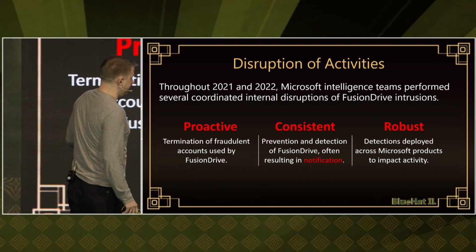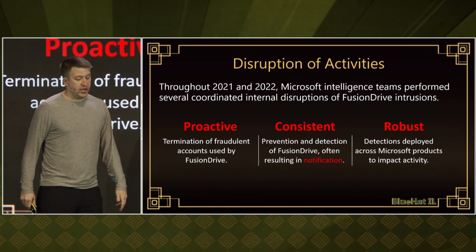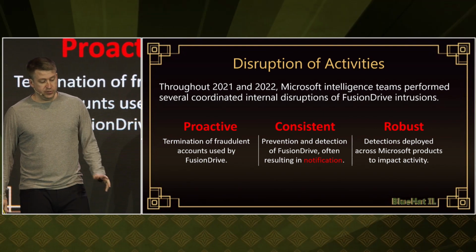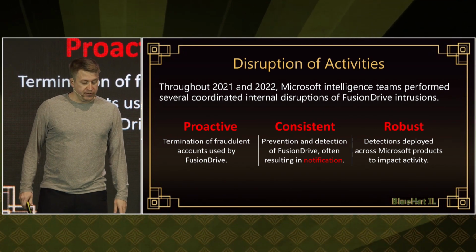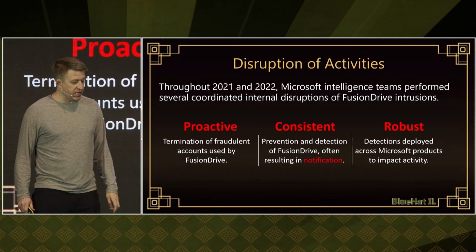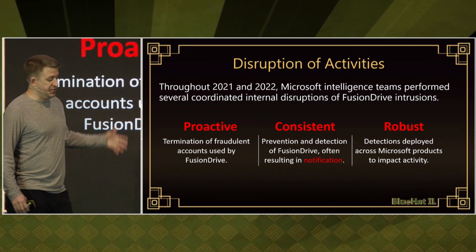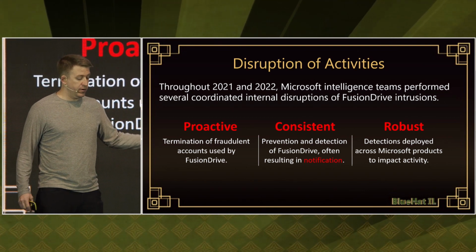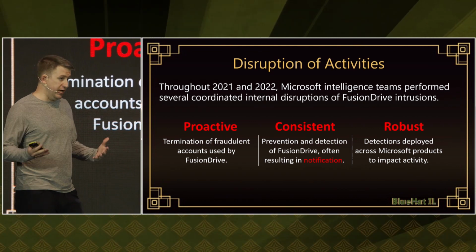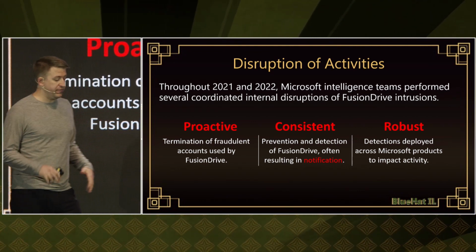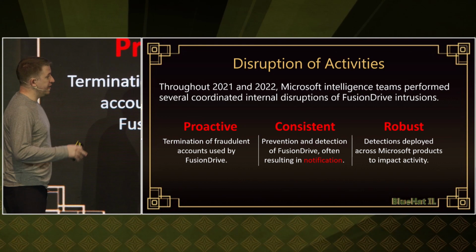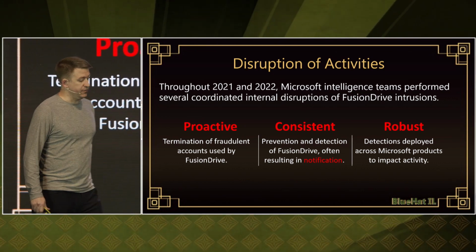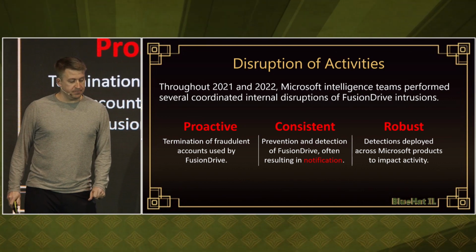So we were proactive, consistent, and robust in working across these 2 years and into this year, disrupting FusionDrive activity. In some of these cases, we went from detection, with just finding it in our platform, to notification. So again, anytime we find stuff like this, we do notify the end customer, and then building in actual technology preventions and fraud and abuse triggers to find this activity.